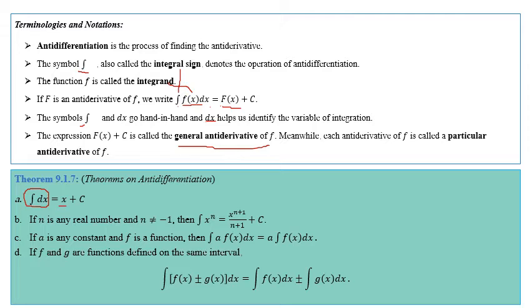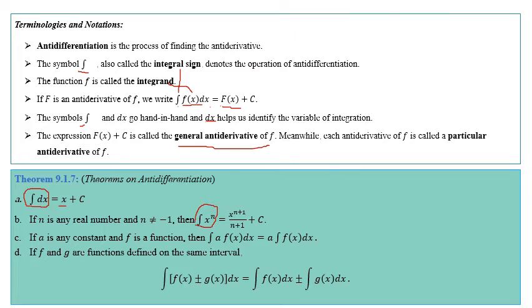In the second theorem, class, if n is any real number and n is not equal to -1, then the integral of x to the power of n equals x to the power of n plus 1 over n plus 1, plus the constant C. Nagbigay na din ako ng example nito sa video doon sa previous slide natin. Basta mag-integrate ka, always mag-add ng 1 sa exponent, and yung bagong exponent ay siya ring idadagdag sa denominator.